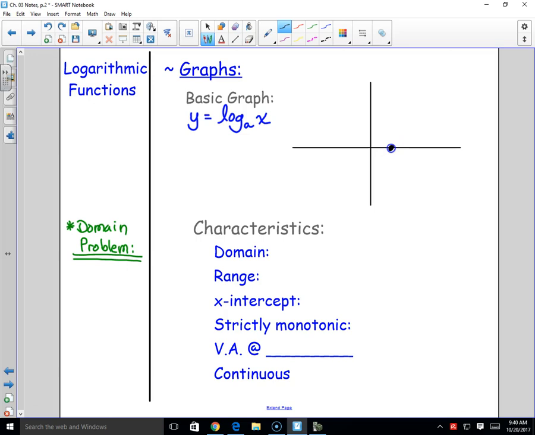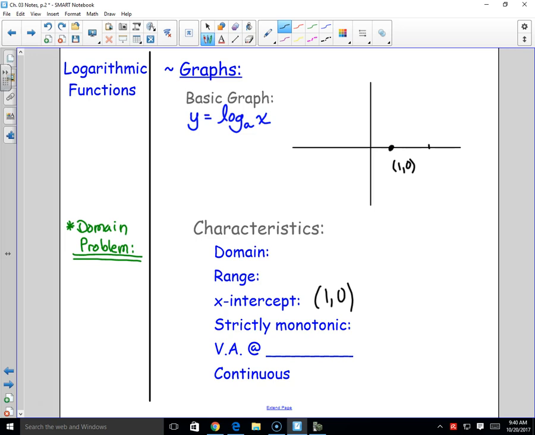If you remember, exponentials had the point (0, 1). If logs are the inverse, everything switches. So logs are going to have the point (1, 0) instead, which will always be its x-intercept. Exponentials had the point (1, a). Logs are going to have the point (a, 1), which I don't know where a is. It depends on the base.